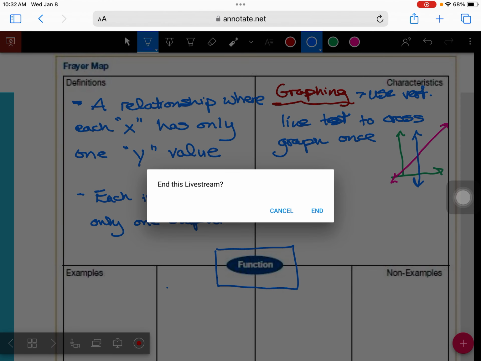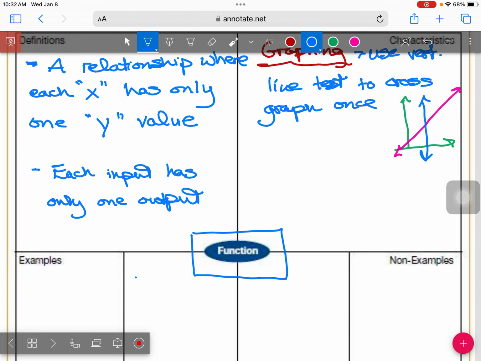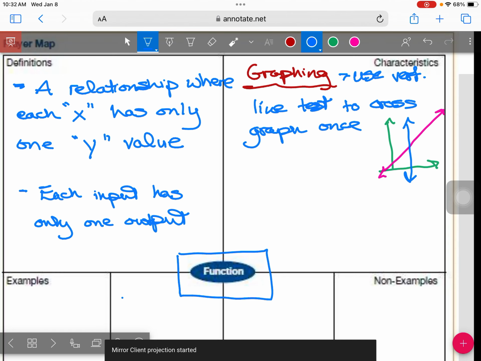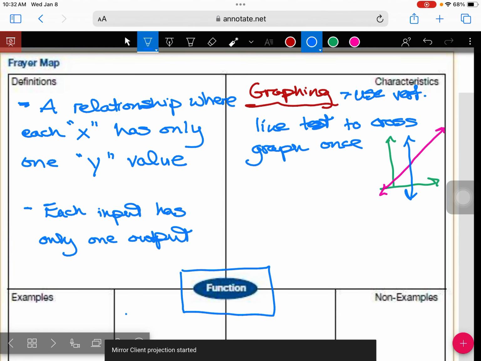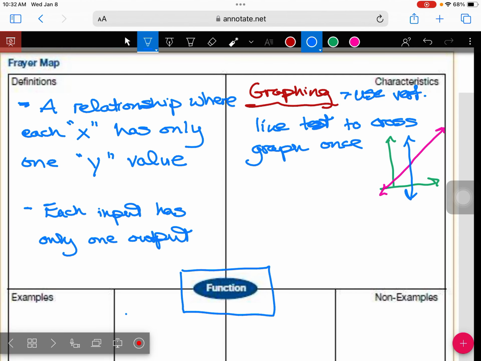There we go. Okay, so the blue vertical line test there, that says that the pink line, that is going to be a function. Also, you can have a line like this. Okay, that is also a function.